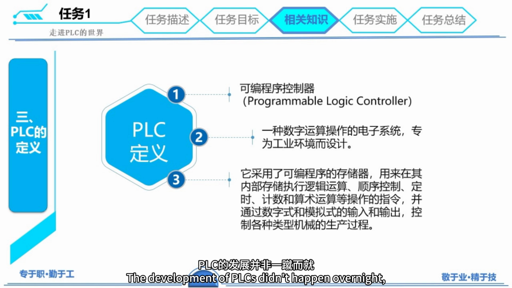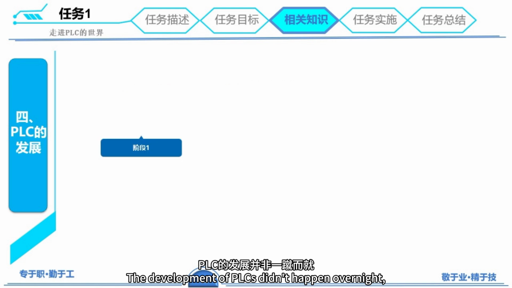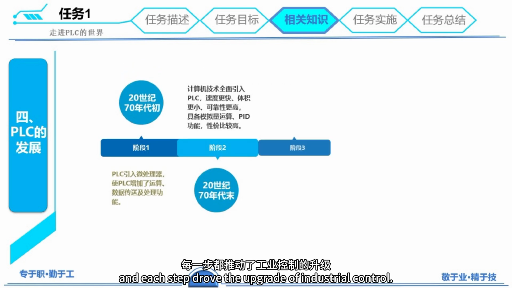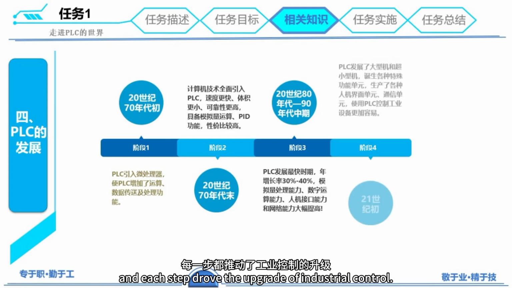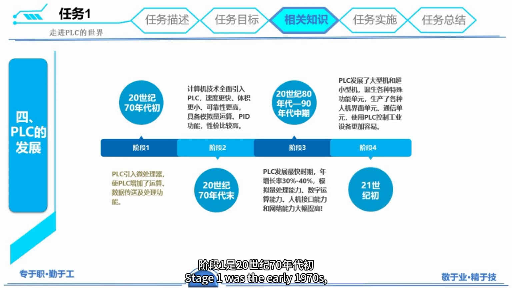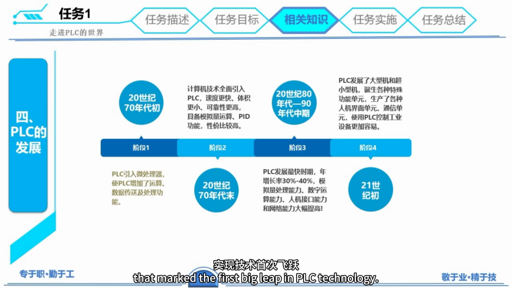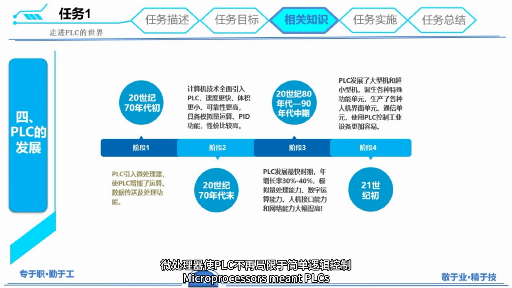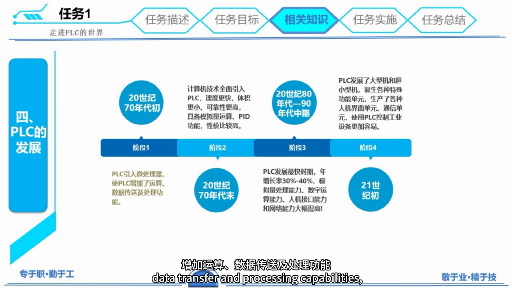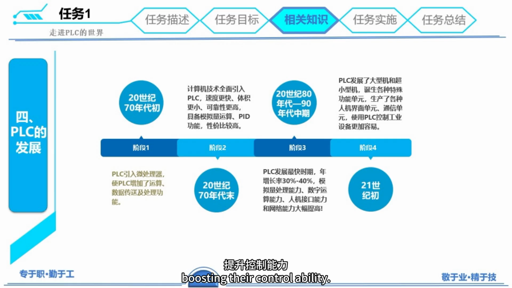The development of PLCs didn't happen overnight. It went through 4 key stages, and each step drove the upgrade of industrial control. Stage 1 was the early 1970s, when microprocessors were added to PLCs. That marked the first big leap in PLC technology. Microprocessors meant PLCs were no longer limited to simple logic control. They also gained computing, data transfer, and processing capabilities, boosting their control ability.